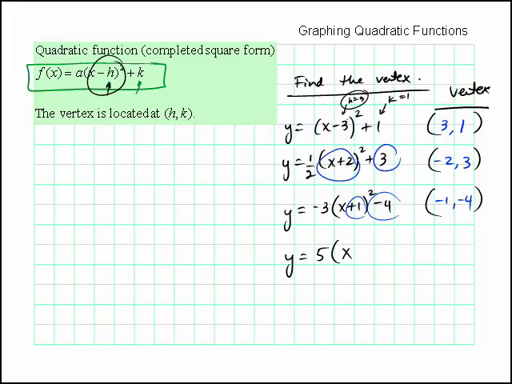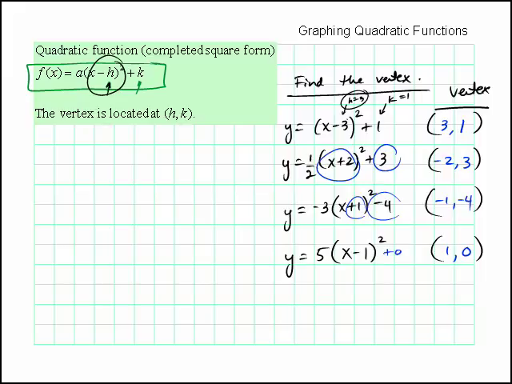5 times x minus 1 quantity squared. Okay, this parabola has been moved 1 to the right, and so its vertex will be at 1, 0. There's no k on the end there, it's 0 there.